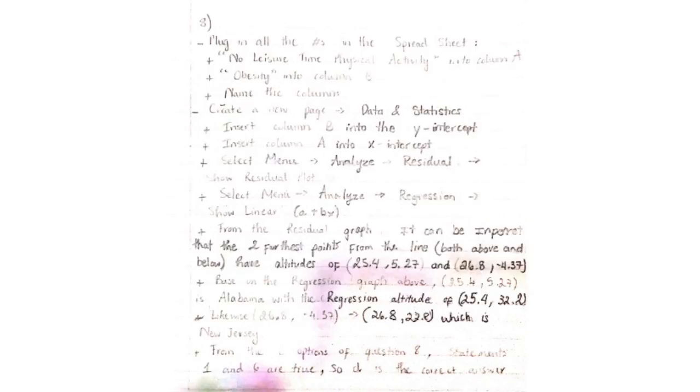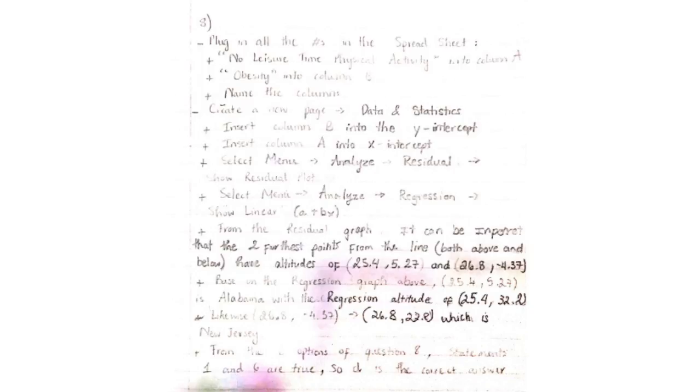First, you have to look at the chart and plug all the numbers into a spreadsheet. You add no leisure time physical activity into column A and obesity into column B. Name the columns. Then you create a new page, go to data and statistics. You insert column B into the y-axis and column A into the x-axis. After you select menu, you press analyze, residual, and then show residual plot. Then you select menu, analyze, go to regression, and then show linear, a plus bx.